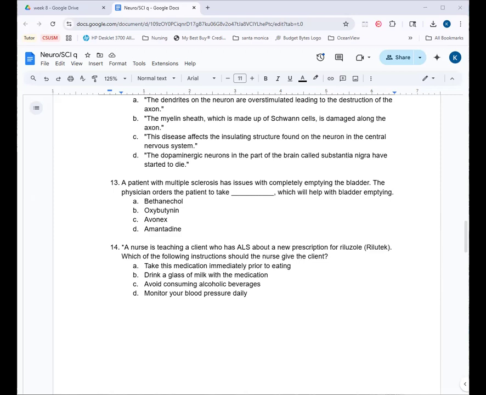But yeah, so bethanechol, that's your Urecholine. So you give Urecholine to urinate, so it helps with bladder emptying. The oxybutynin, that's your Ditropan. So it's, instead of the bedpan, give them Ditropan. So that will help them to stop peeing.